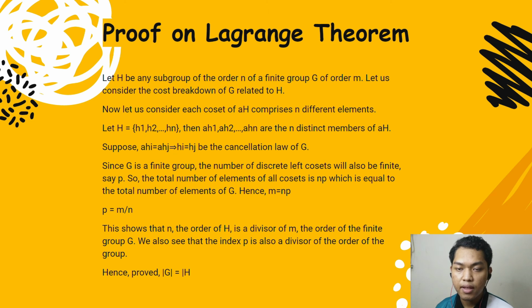This shows that n, the order of H, is a divisor of m, the order of the finite group G. We also see the index p is also a divisor of the order of the group. Hence, this proves that the order of H divides the order of G.